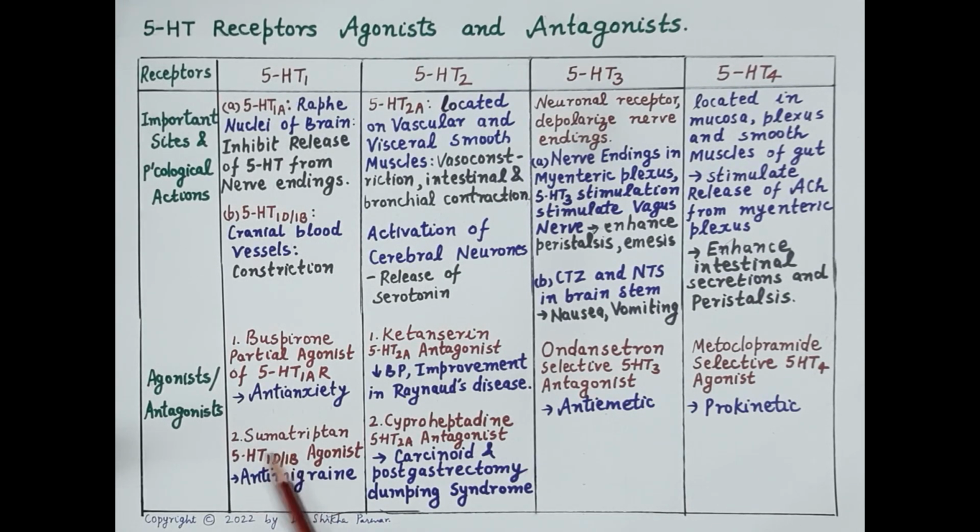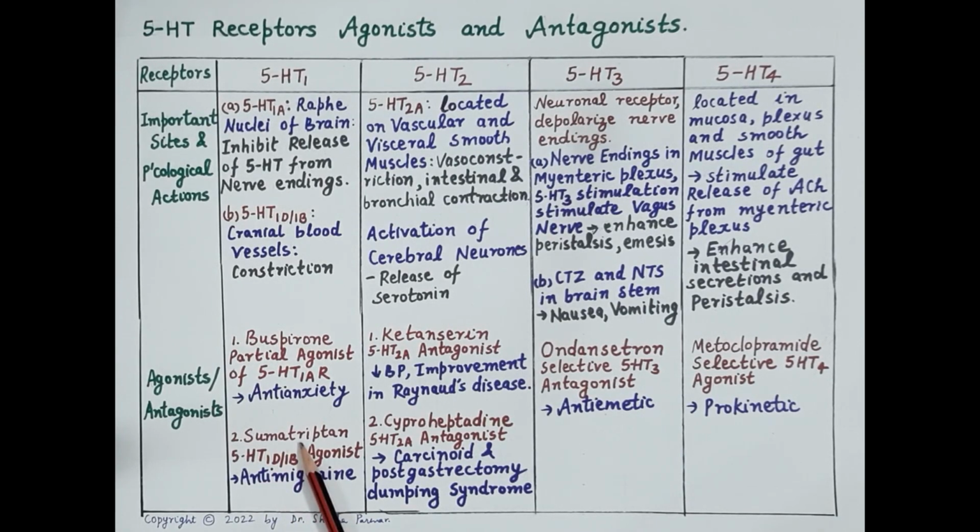Now, triptans, for example, a drug sumatriptan, it is a 5-HT1B receptor agonist. It causes constriction of cranial blood vessels, which provide symptomatic relief in the migraine. Now, additionally, stimulation of 5-HT1D receptors also inhibit release of inflammatory neuropeptides from the nerve endings. So, this is of additional use in the management of migraine.